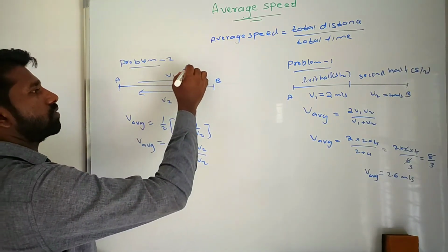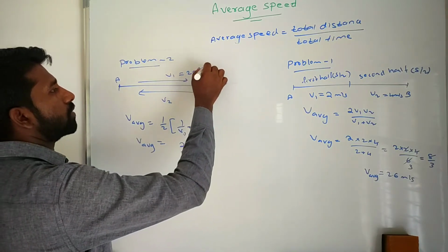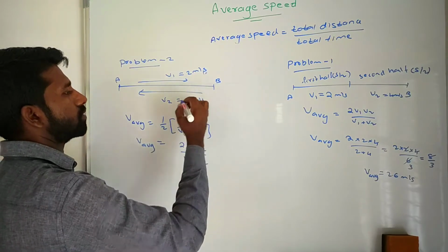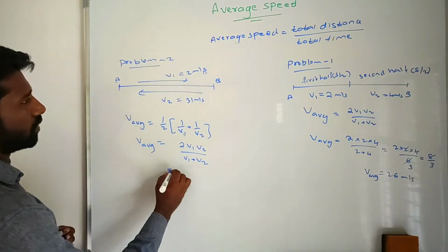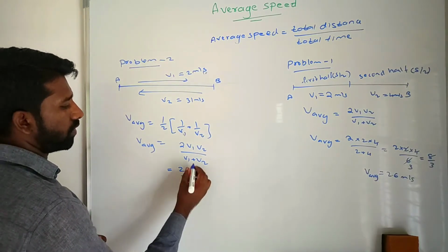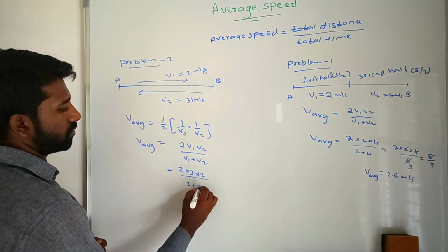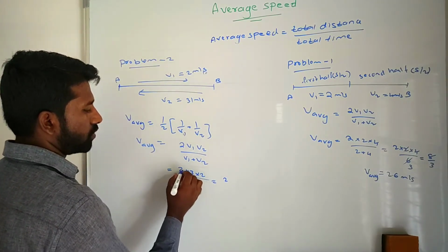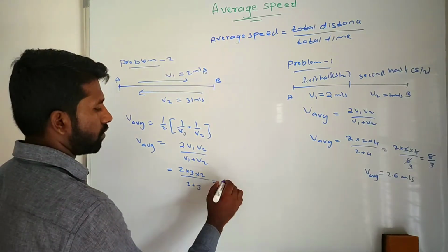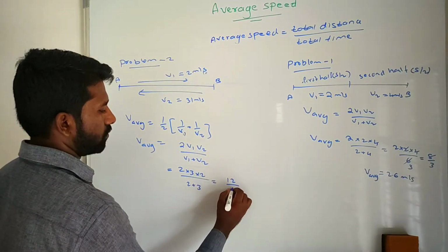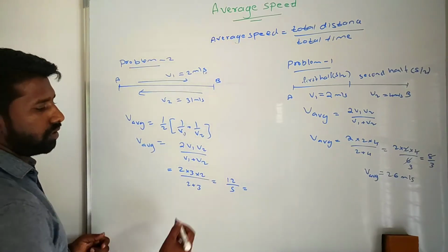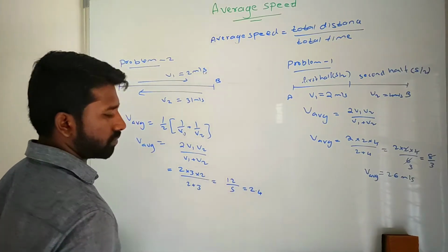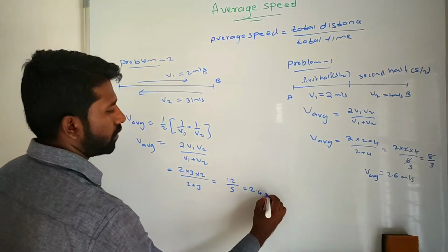If V1 is equal to 2 meter per second and V2 is equal to 3 meter per second, what will you get for the average? 2 into 3 into 2 divided by 2 plus 3. 2 plus 3 is 5, and 2 into 3 is 6, so 6 into 2 is 12, 12 by 5. 12 by 5 is 2.4 meter per second.